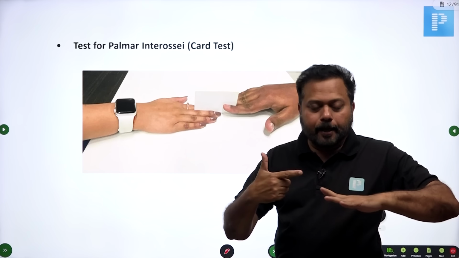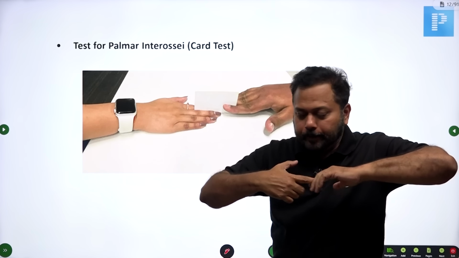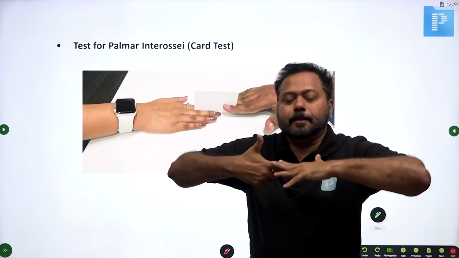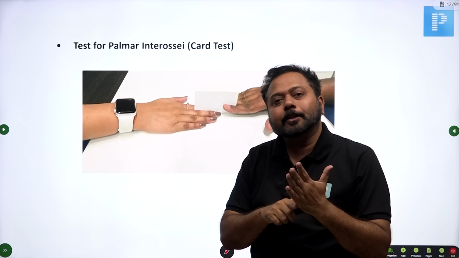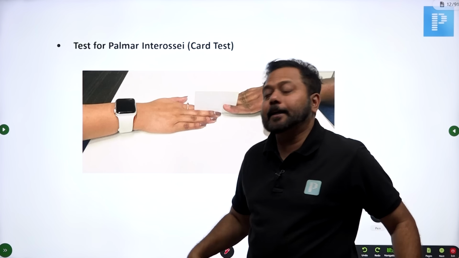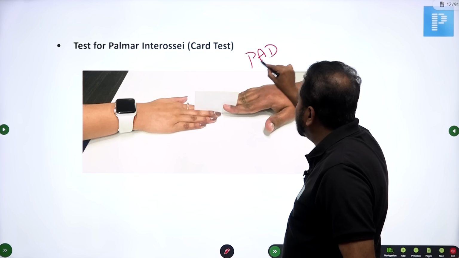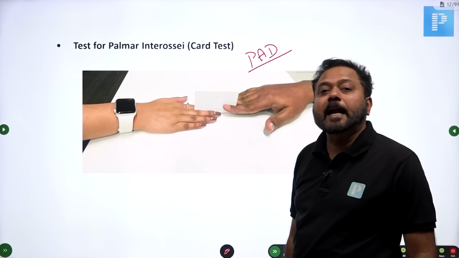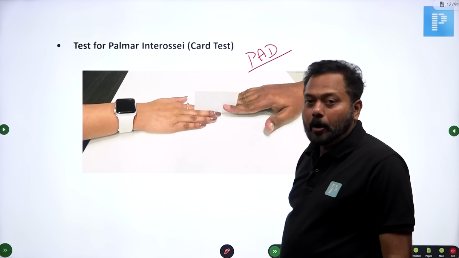So you are taking a cord, you are insinuating a cord between the fingers. You ask the patient to release the cord. If his palmar interossei are intact, he can hold the cord, because the action of palmar interossei is adduction. That is why the mnemonic for this is PAD. Usually in medical college anatomy, they will teach like this. Palmar interossei cause adduction, PAD. So this is called cord test.